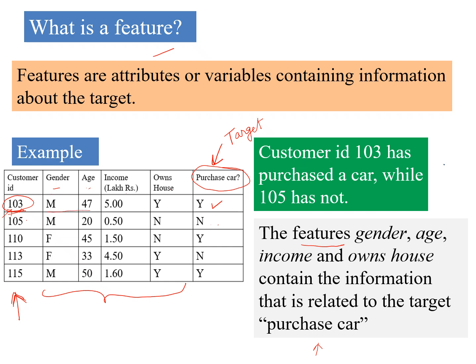So this entity given by the customer ID, or the customer identified by this ID, is described by these features. The gender is male, age is 47, income is 5 lakh, per annum or it could be per month. Owns house, yes. So this customer having ID 103 is defined by these four features. And finally, we have the target variable value, which is yes. So this is what we mean by feature.